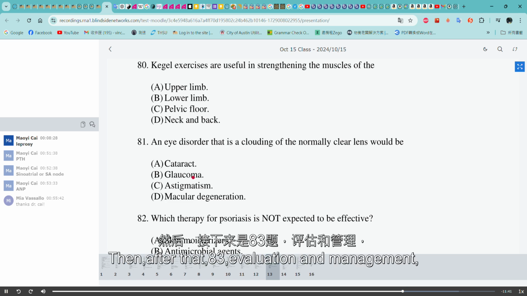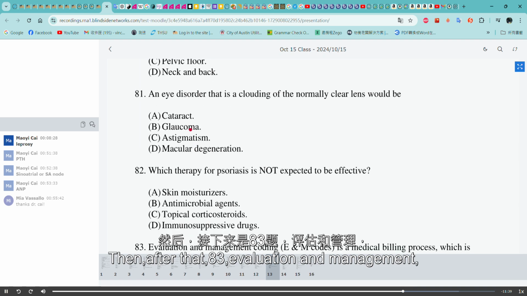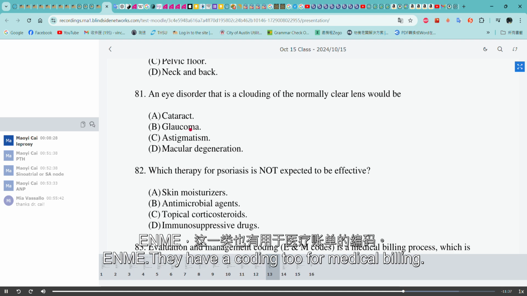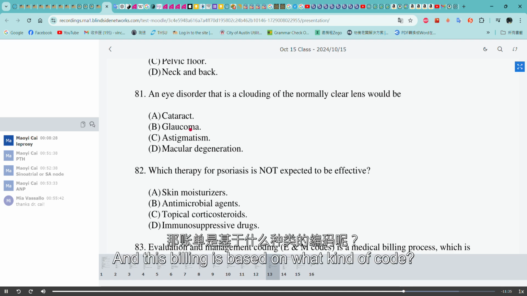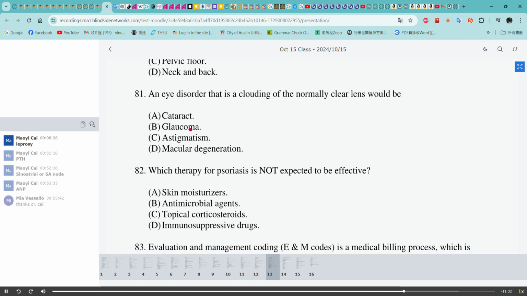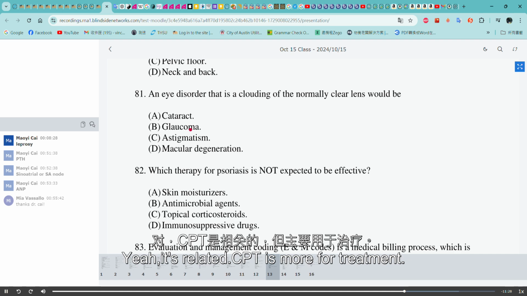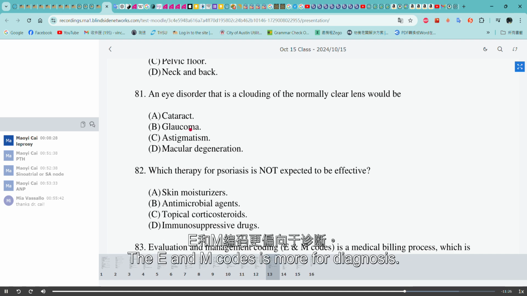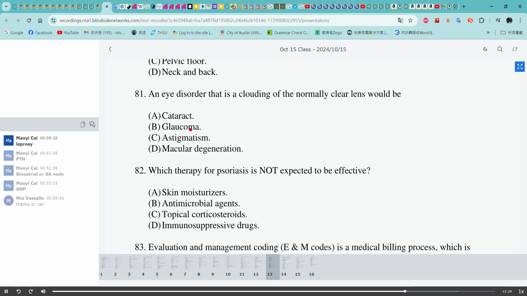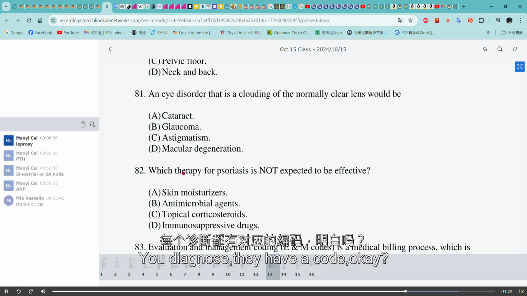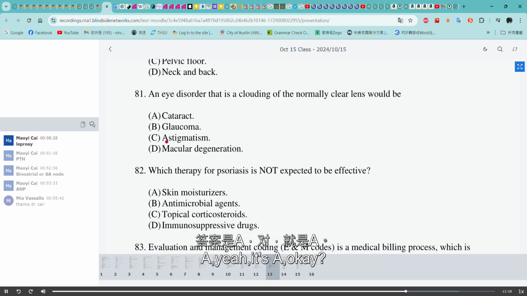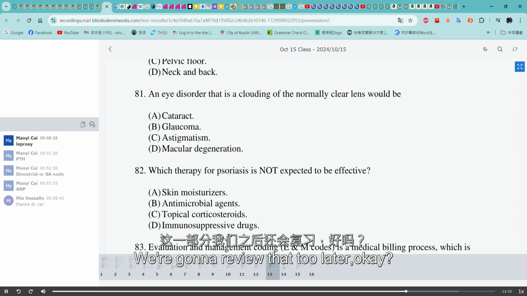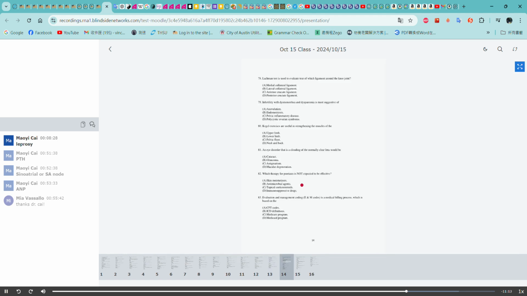Then after that, 83, evaluation and management, E&M. They have a coding too for medical billing. And this billing is based on what kind of code? Also what? CPT code. Yeah, it's related. CPT is more for treatment. The E&M codes are more for diagnosis. The diagnostic code. Like what disease you diagnose, they have a code, okay? So you understand. A, yeah, it's A, okay? We're going to review that too later, okay?